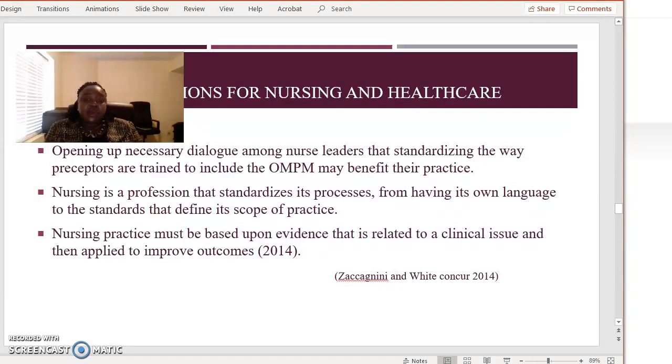It's opening up necessary dialogue among nurse leaders, thus standardizing the way preceptors are trained to include the 1-minute preceptor method may benefit their practice. And nursing is a profession that standardizes its process, from having its own language to the standard that defines the scope of practice. So similar to nursing, the 1-minute preceptor method also has a standard, and together we can merge this and come out with a standardized way of teaching nursing students. Nursing practice must be based upon evidence that is related to clinical issues and then applied to improve practice.